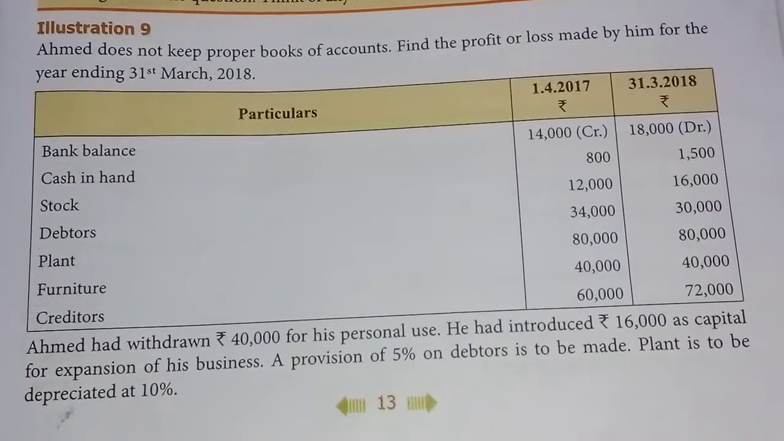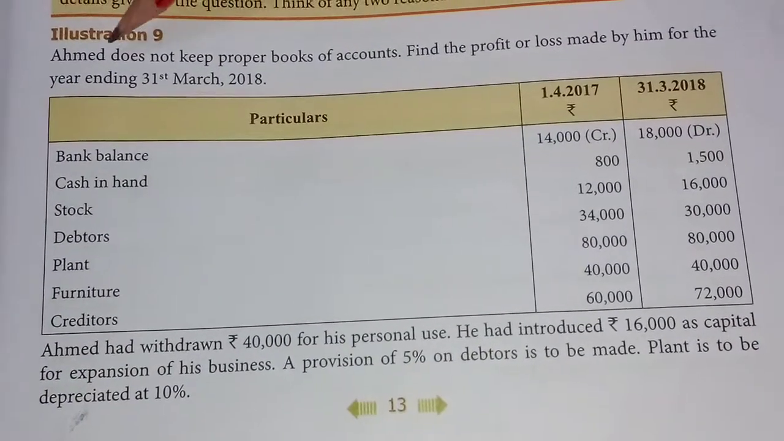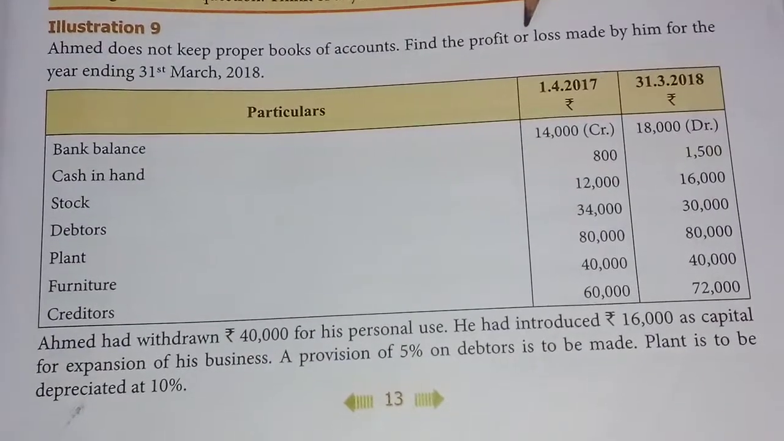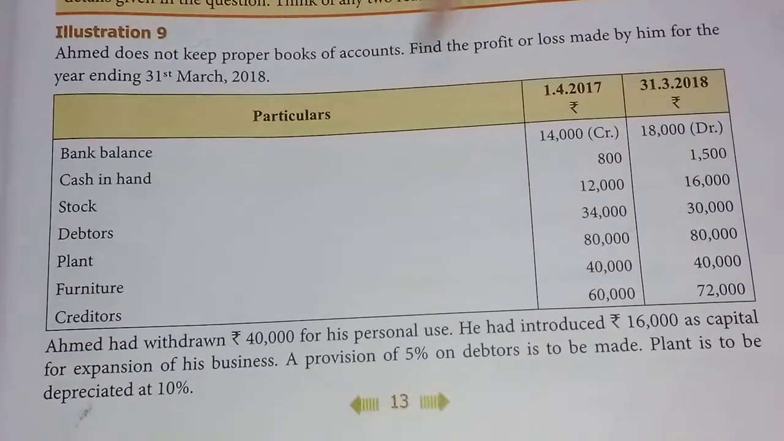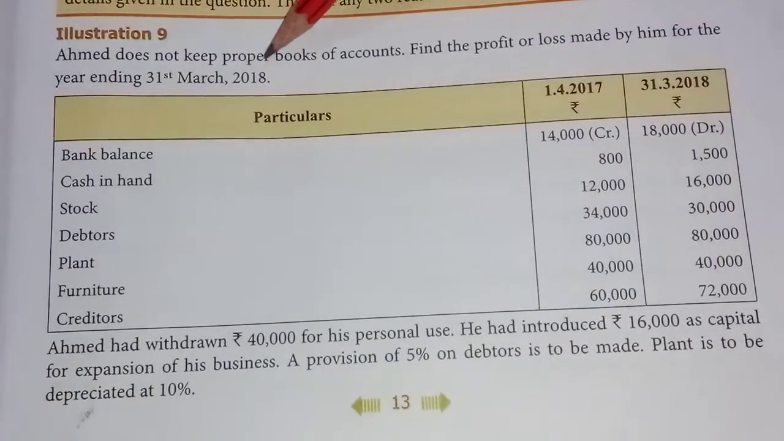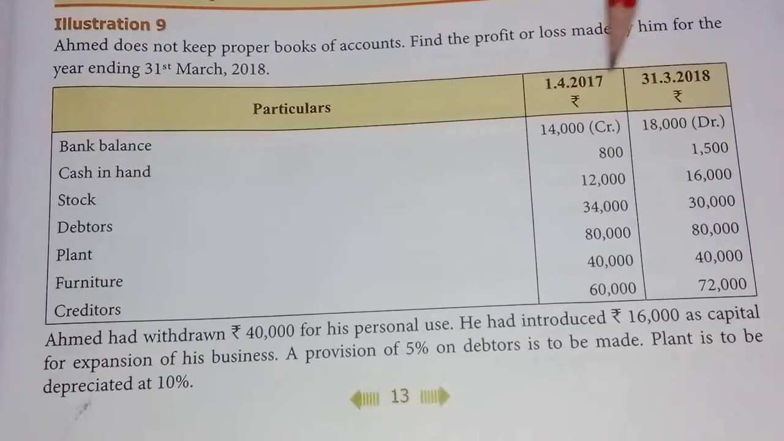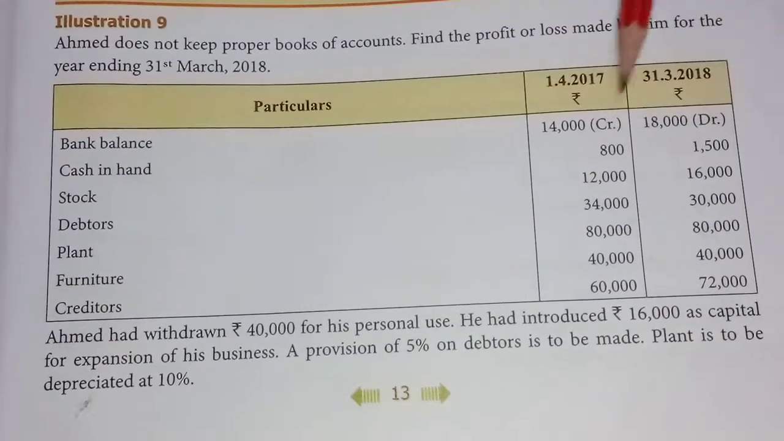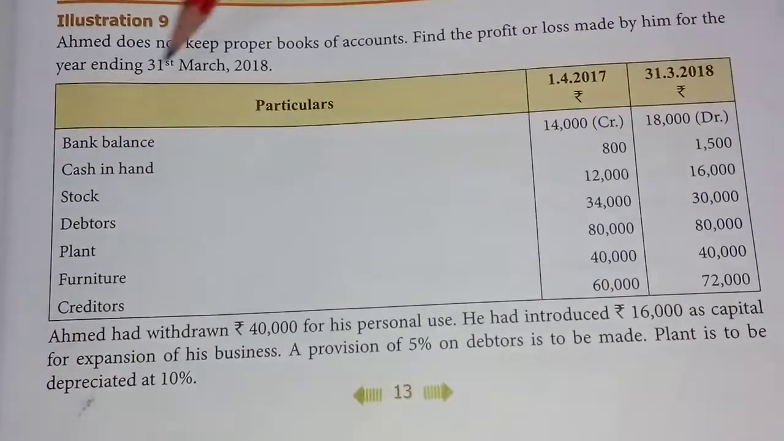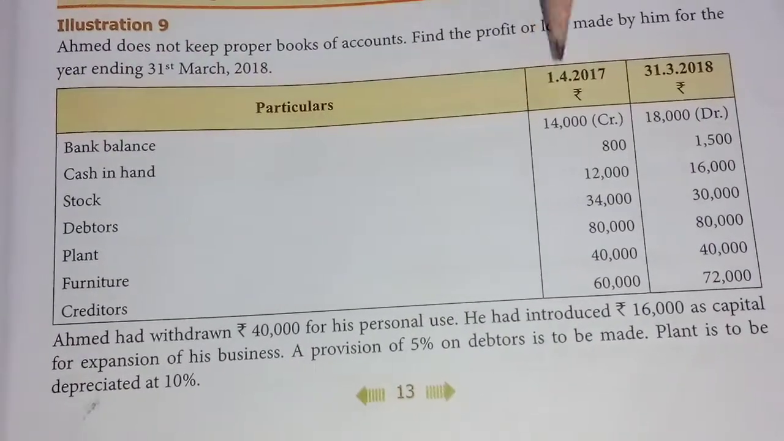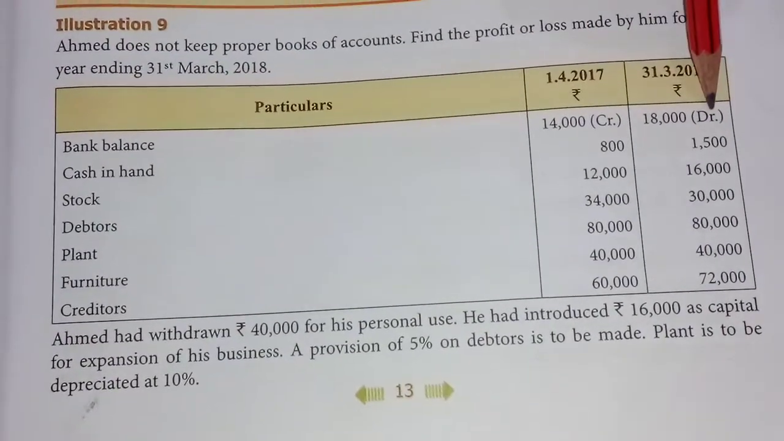Now the last illustration, 9. Ahmed does not keep proper books of accounts. Find the profit or loss made by him for the year ending 31st March 2018. Particulars: 1/4/2017, 31/3/2018, this is opening and closing. Here bank balance is given. Bank balance, here creditor given, debtor given.